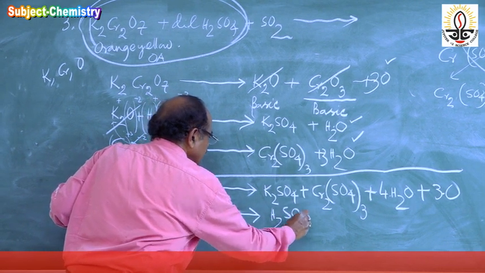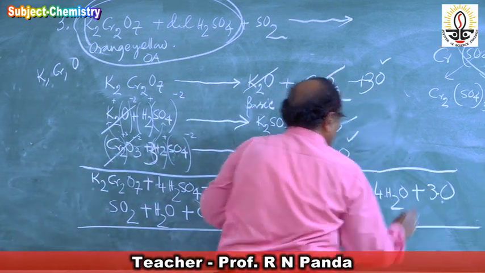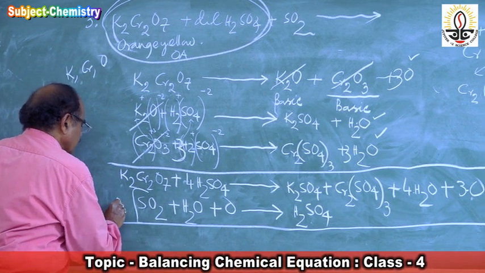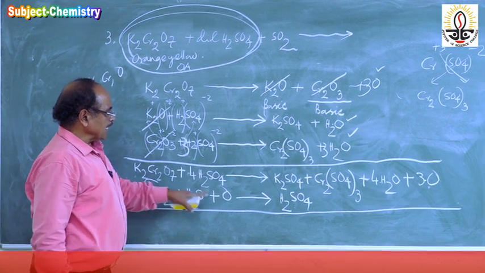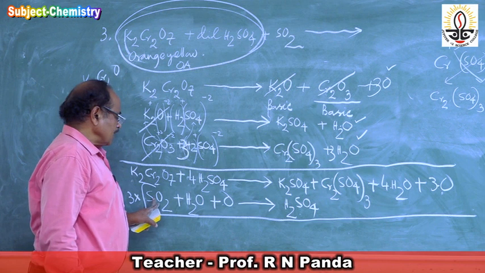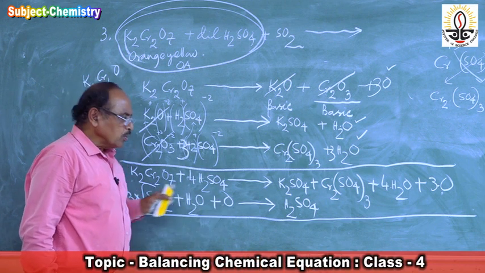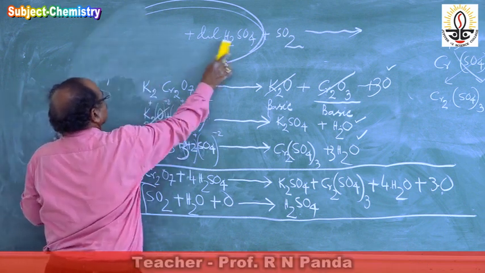Sulfuric acid. So now how many O are here? 3 O. So I multiply this equation by 3, because one sulfur dioxide is reacting with one O. How many sulfur dioxide? How many O are there? 3 O are there. So the whole thing will be thrice. So 3. Now I'll take this.